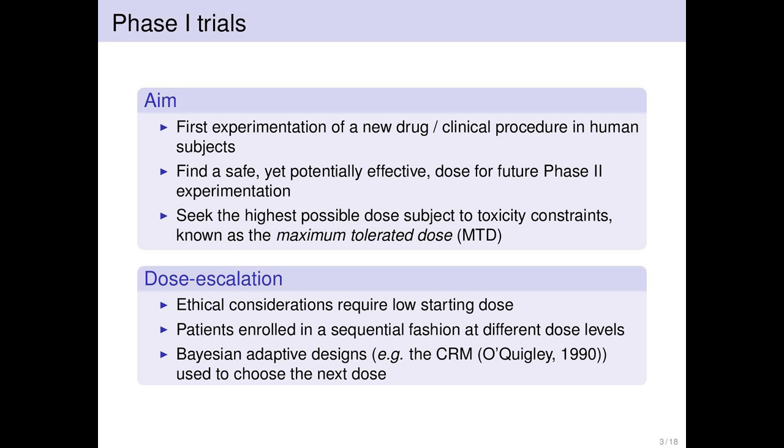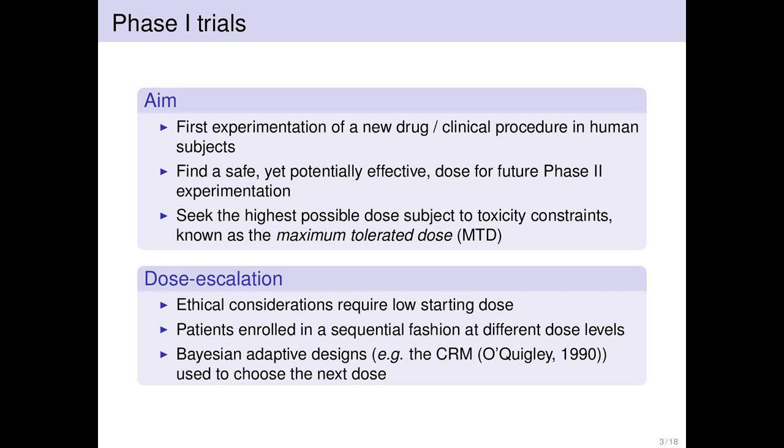So moving on to slide 3, the first aim of a phase 1 trial is really to experiment a new drug or clinical procedure in human subjects. And traditionally the aim is to find a safe yet potentially effective dose for future phase 2 experimentation.